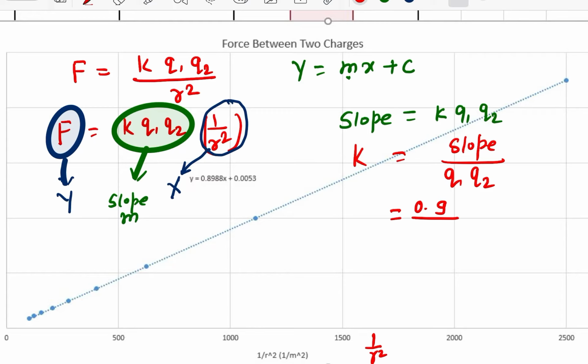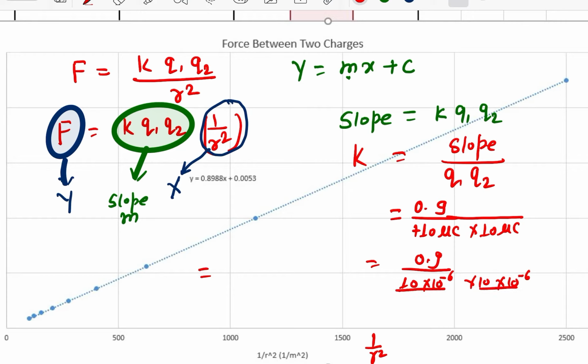Q1, we also already know the magnitude of Q1 and Q2. When we simulate, the value was negative 10 microcoulomb. So this is microcoulomb, and I'm simply writing down the magnitude here, 10 microcoulomb. 0.9, I have to change the microcoulomb to coulomb, so it will be 10 times 10 to the negative 6 times 10 times 10 to the negative 6. This is Q1 and this is Q2. So if you do the math, the number you will get is 9 times 10 to the 9, and the unit will be Newton meter square per coulomb square. This is the value of k.